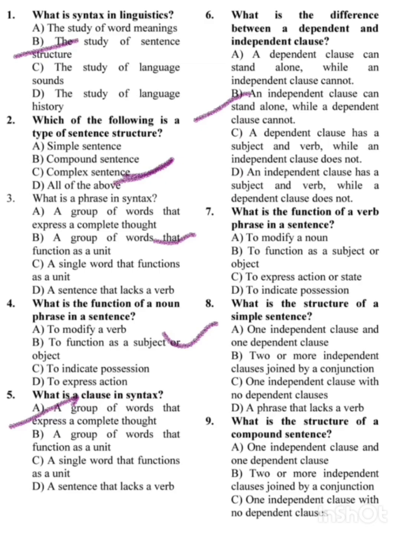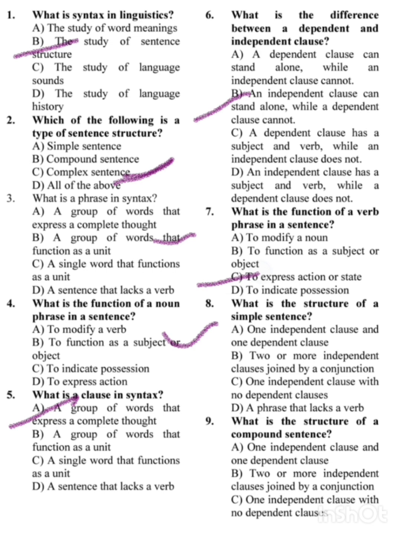Okay. So moving on to the seventh question. What is the function of a verb phrase in a sentence? Here you can see clearly option C. Option C is the correct answer. Okay. Here answer is to express action or state.